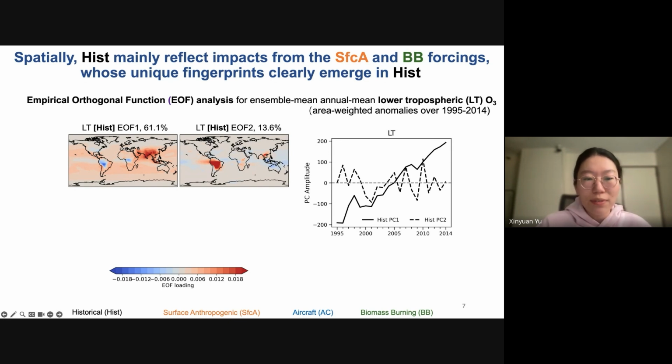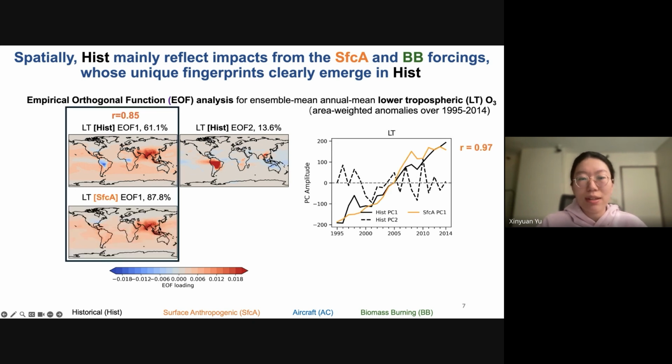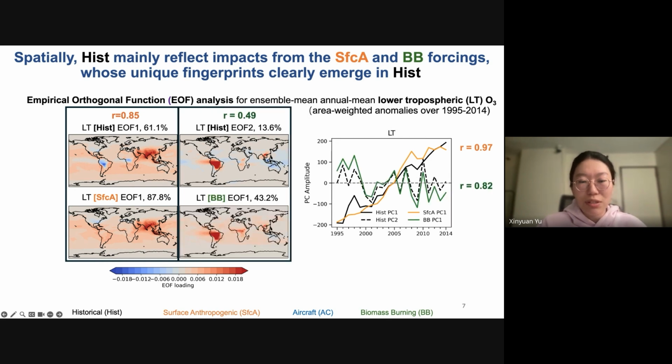And therefore, the first EOF of the hist is called the historical fingerprint. We find that it closely resembles the fingerprint of the surface anthropogenic signal, with a spatial correlation of 0.85, and their principal components are also highly correlated, confirming the consistency of the temporal variations associated with these spatial patterns. And very interestingly, the EOF2 of the hist lower tropospheric ozone mirrors the pattern of the fingerprint of biomass burning.